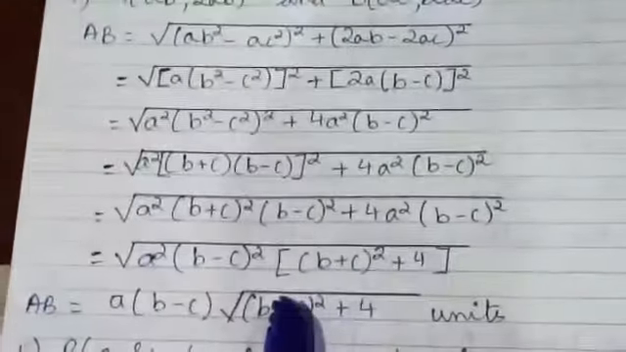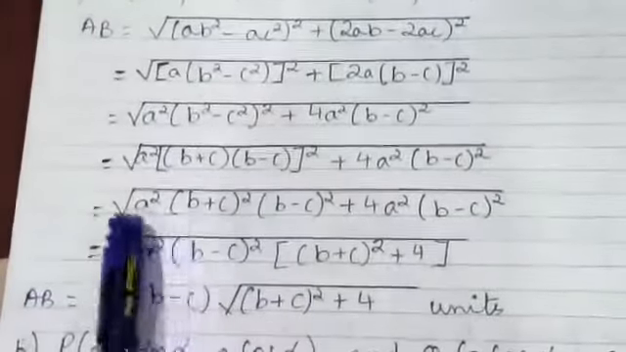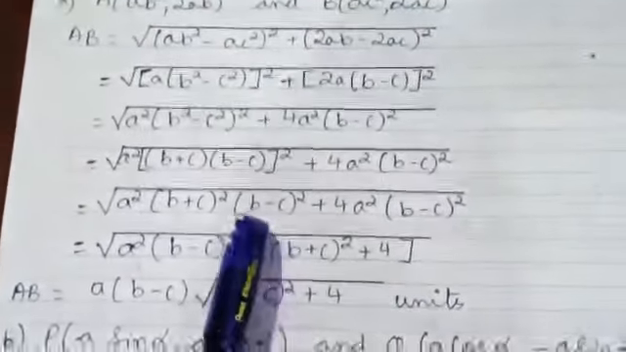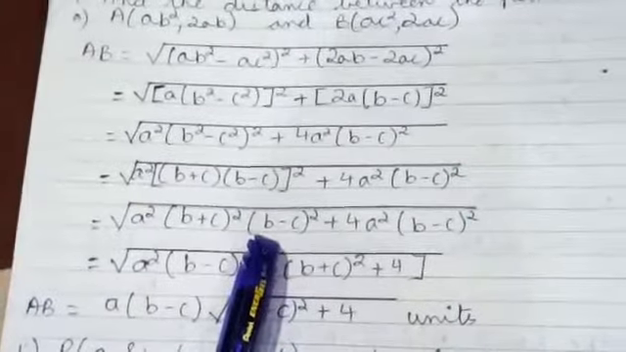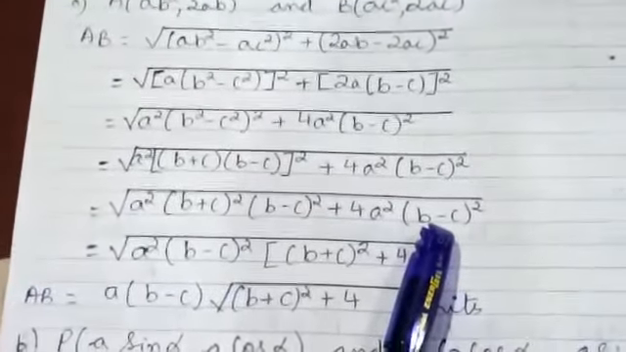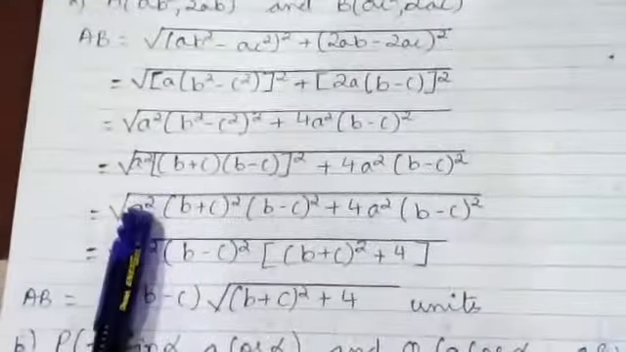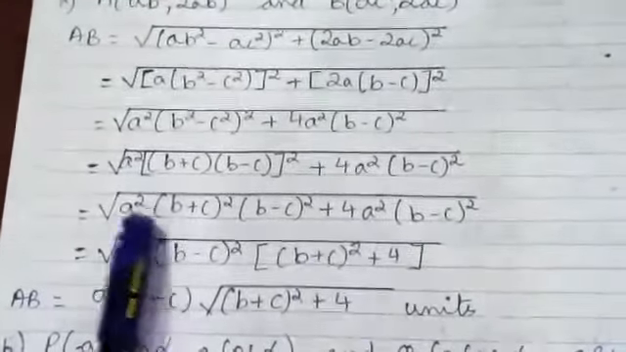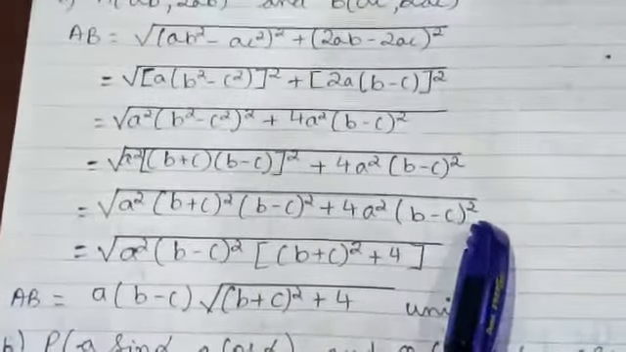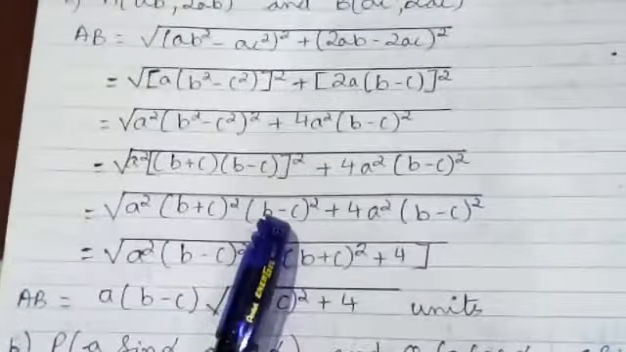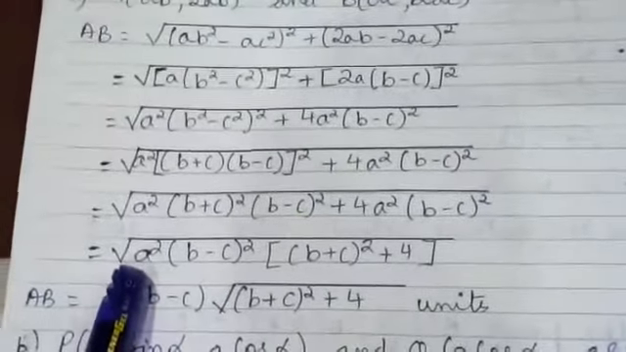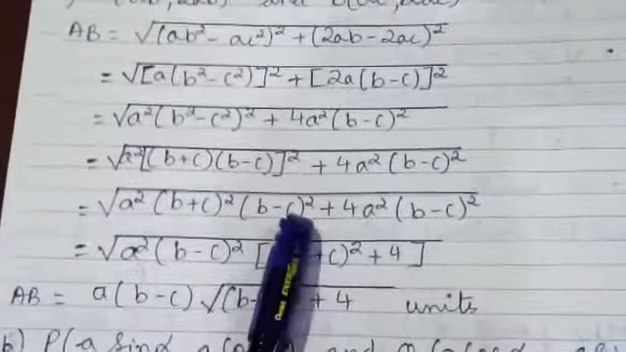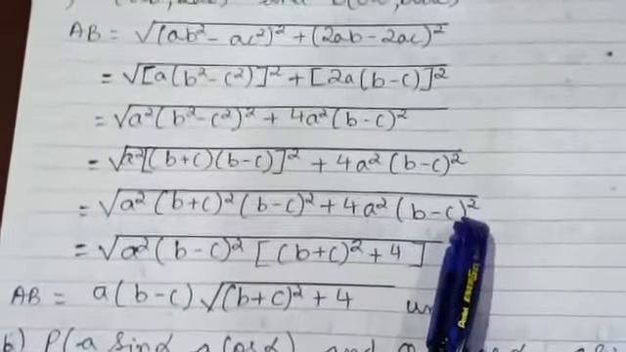So how do we continue? We need to find out the HCF of these two terms. Now what's common between them? See here, this expression (b minus c) the whole square is common. And what's common between a² and 4a²? a². So the HCF of these two expressions is a² into (b minus c) the whole square. See here, a² into (b minus c) the whole square is the HCF of this expression and this expression.